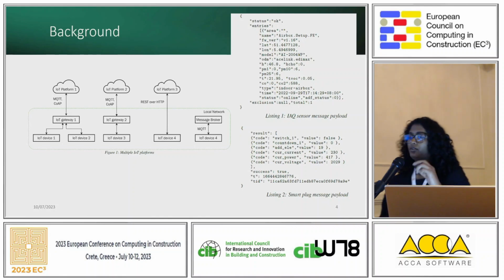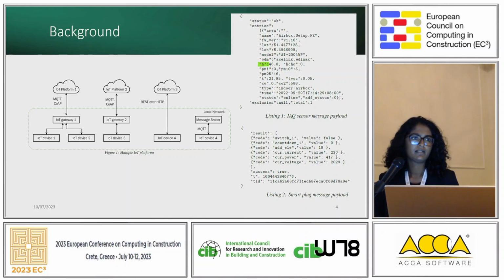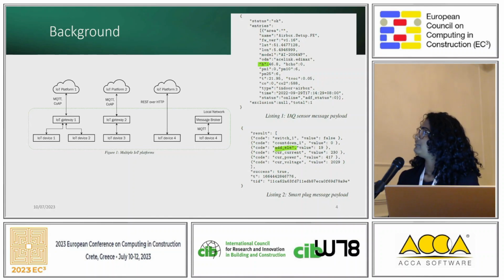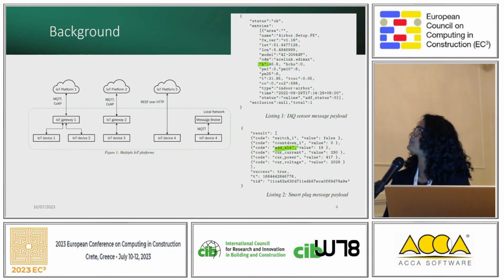Also, we can already see there are heterogeneous IoT platforms and different methods that we need to use to access these platforms. And if we closely look at the structure of the messages, in the first one we see an H, and its value is 46.8. So is this humidity, height, or something else? I don't know for sure. And if you look at the second one, it says add_ELE, a value of 19. Is it electricity or something else, which is very ambiguous.